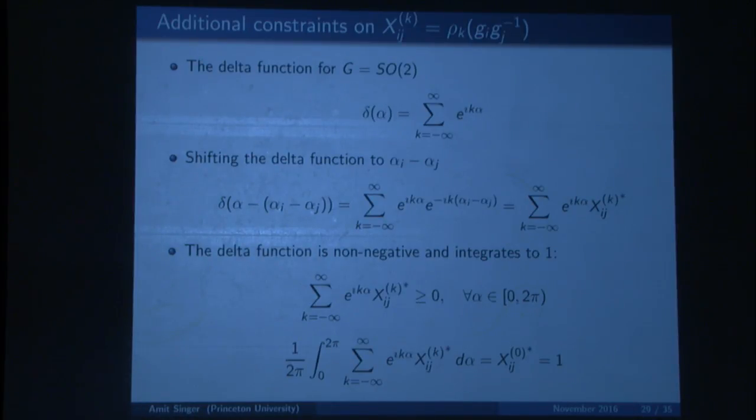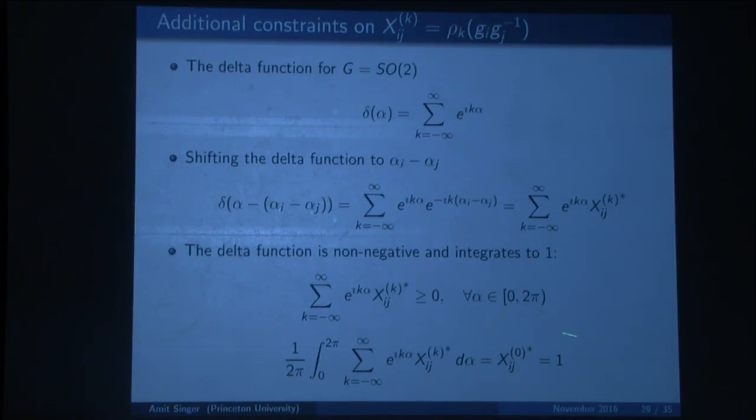One way to introduce additional constraints is to think about the delta function over the group. For example, the delta function over SO2 we know can be expanded in an infinite number of Fourier exponentials. If we shift it to anywhere, thinking about alpha i minus alpha j as gi, gj inverse, then we can express the delta function as a linear combination of the unknown variables with coefficients that are the Fourier exponentials. What is nice about the delta function is that no matter where the peak is, what alpha i minus alpha j is, its integral is always 1, and it is always a non-negative function.